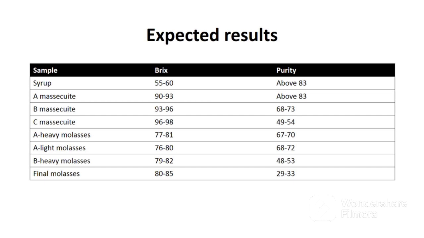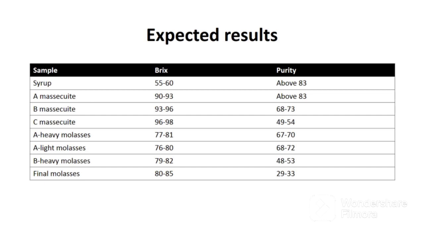BRIX of A heavy molasses has to be between 77 to 81. BRIX of A light molasses has to be between 76 to 80. BRIX of B heavy molasses has to be between 79 to 82. And finally, final molasses has to be between 80 to 85. If the BRIX of A light, B heavy and final molasses is below 74, it shows that a lot of water is being added to massecuites during centrifugation. These low BRIX lead to high purity in molasses, since most crystals are washed away to molasses.